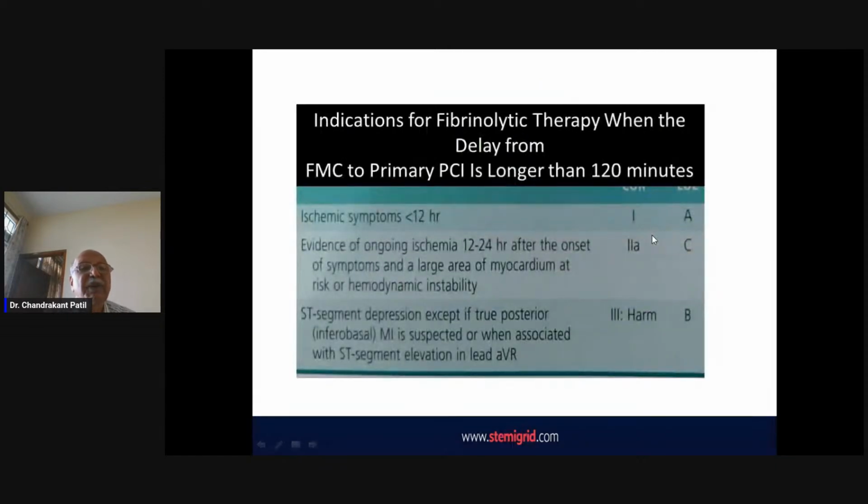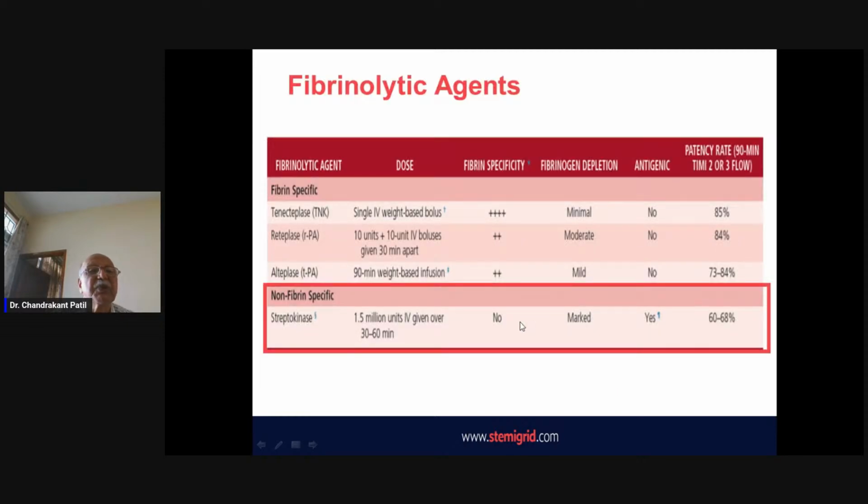So, the indication for fibrinolytic therapy: ischemic symptoms less than 12 hours, class 1A. Evidence of ongoing ischemia 12 to 24 hours after the onset of symptoms, with a large area of myocardium at risk or hemodynamic instability, when primary PCI is not feasible, is class 2A, C evidence. Okay, so this is the evidence, and these are the fibrinolytic drugs.